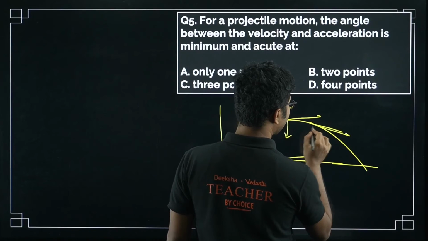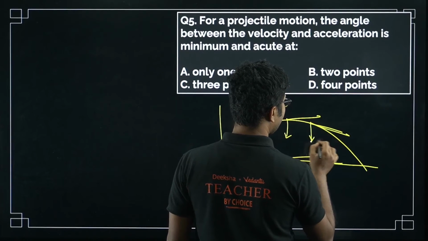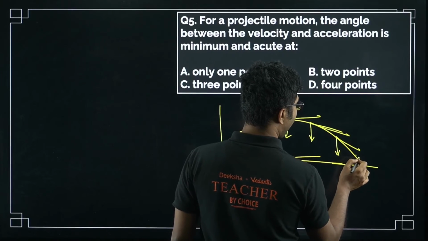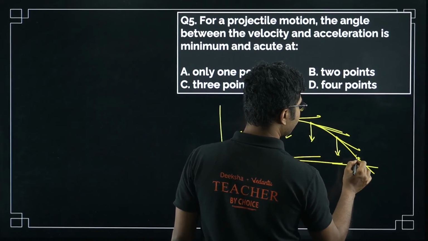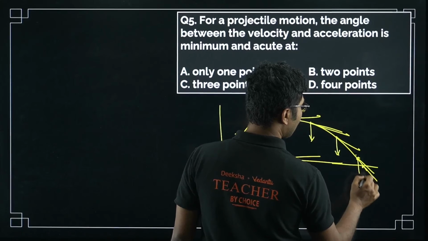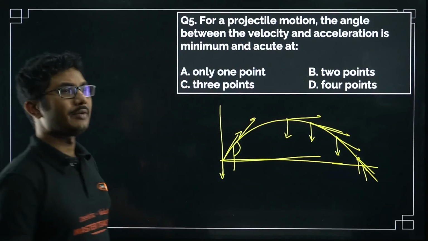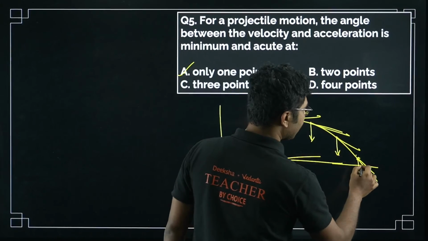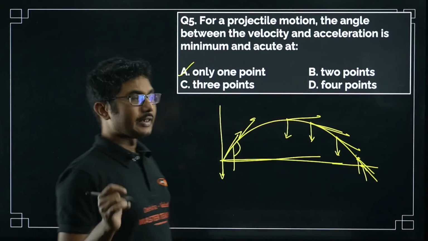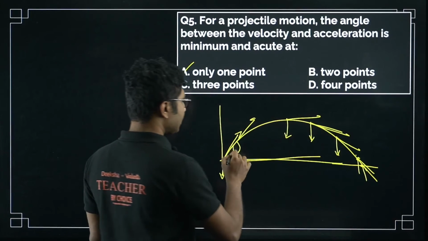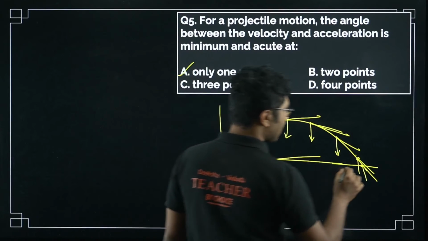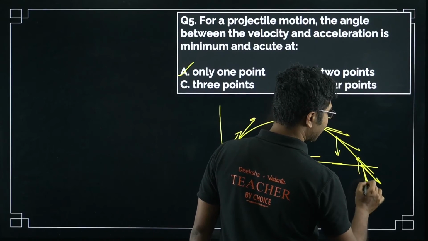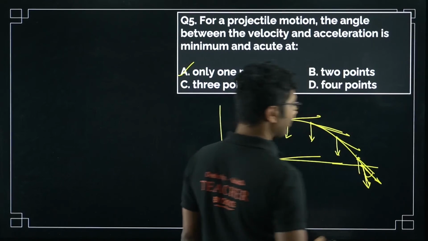At this point the angle is 90 degrees, and as it is moving from here, velocity is in this direction and acceleration is in this direction, and at this point the angle between the velocity and the acceleration becomes minimum. Only at one point, just before touching the ground, the acceleration is always downward. Just before touching the ground, the angle between them is acute and minimum.